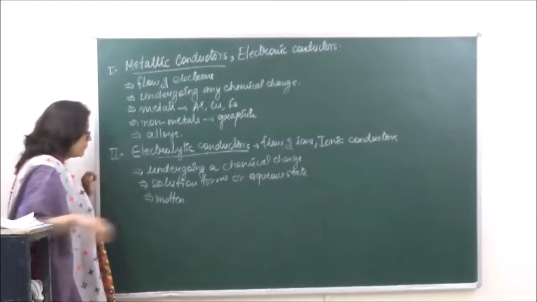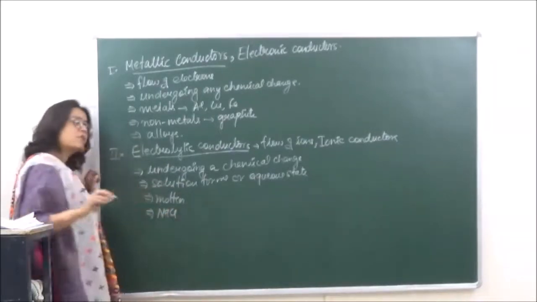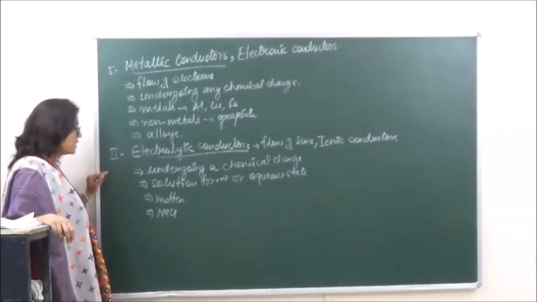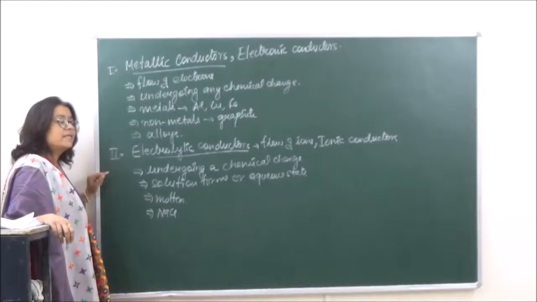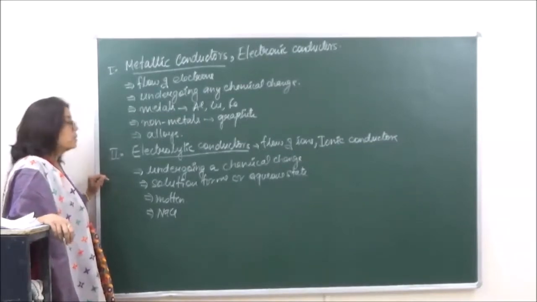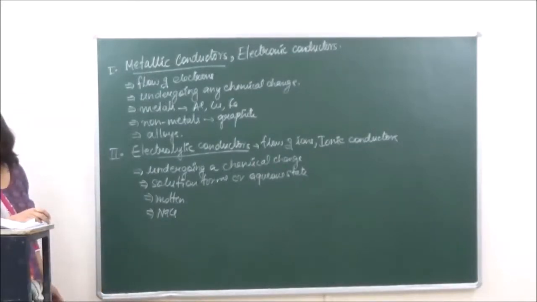For example, sodium chloride in solid form will not conduct electricity. It will only start conducting electricity when it is either melted or it is dissolved in water. ठीक है? So electrolytic conductors are going to conduct electricity only in the aqueous or molten form. So these are the two types.